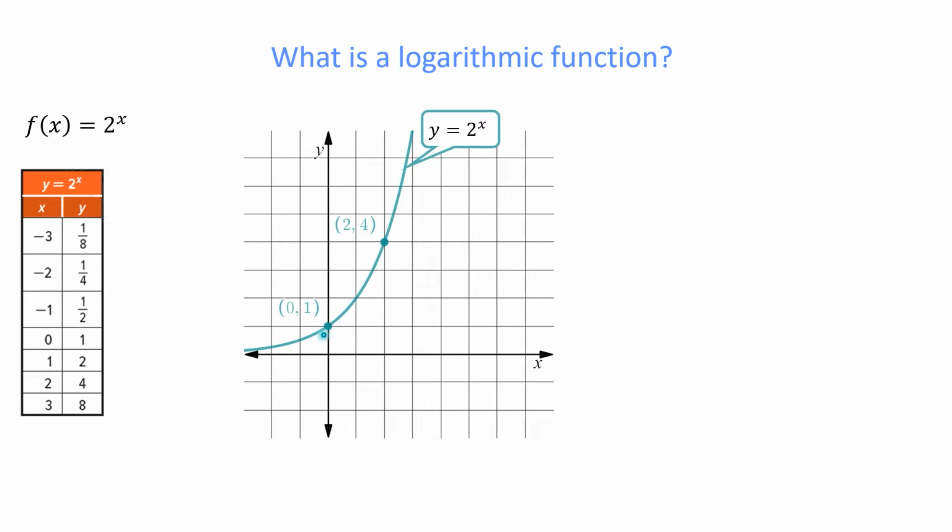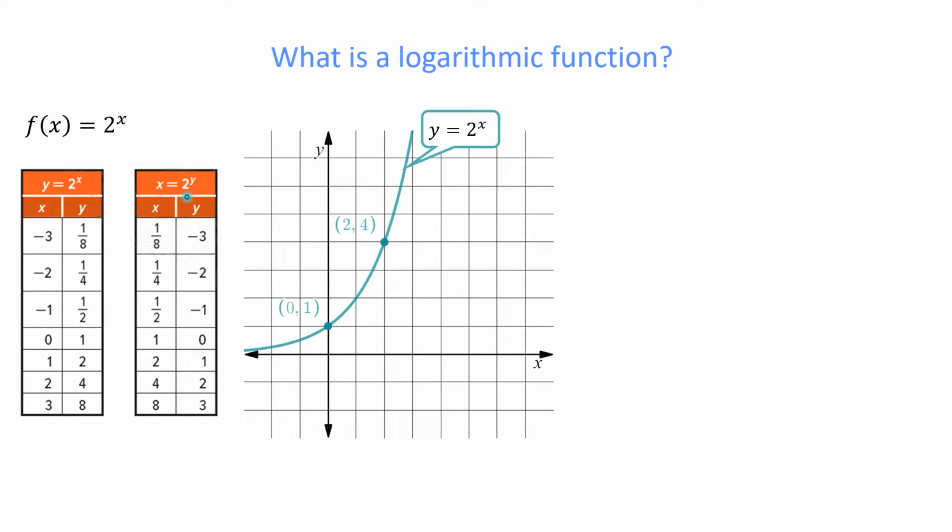Now, generally speaking, if we want to graph the inverse of this function, we would interchange the y and the x values. So over here we have y equals 2 to the power of x. Its inverse would be x equals 2 to the power of y. And these values that we have here are simply interchanged values over here. So you can see the x equals minus 3 over here becomes y equals minus 3. The y equals 1 over 8 over here becomes x equals 1 over 8 over here.